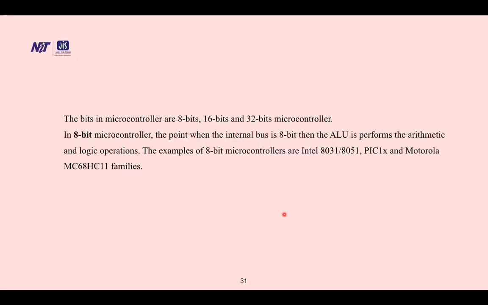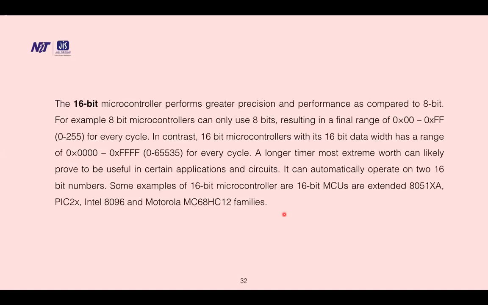The bit in microcontrollers are 8-bit, 16-bit, and 32-bit microcontrollers. In an 8-bit microcontroller, the internal bus is 8-bit, so the ALU, the arithmetic logic unit, performs the arithmetic and logic operation in 8-bit. Examples of 8-bit microcontrollers are Intel 8051, PIC 1X and Motorola MC68HC11 families.